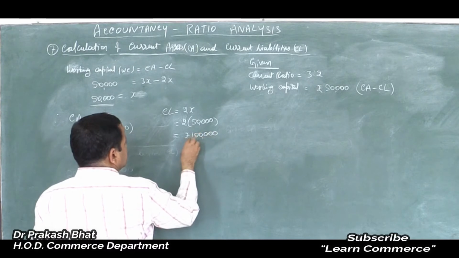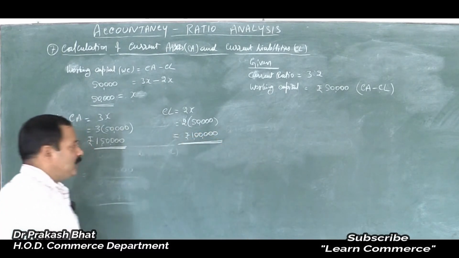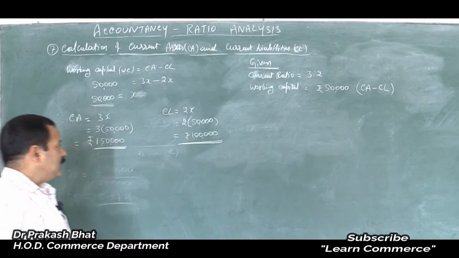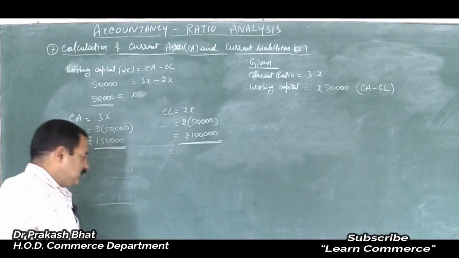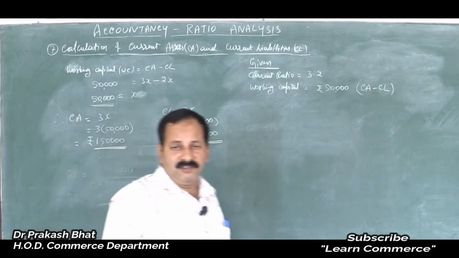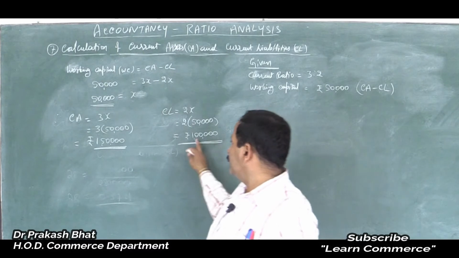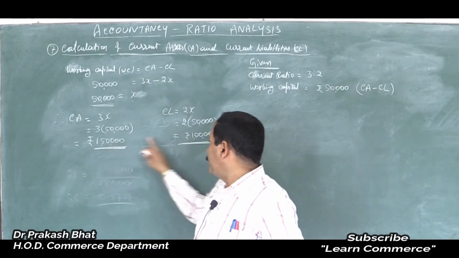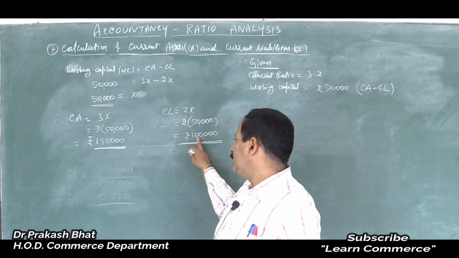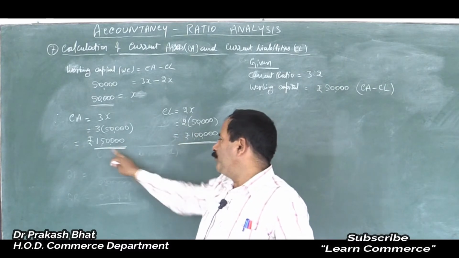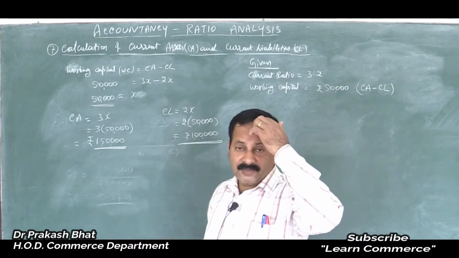So current assets to current liabilities. So 1,50,000 is to 1 lakh, 3 is to 2. Correct it is. If you cancel all the zeros, then you will have 15 and 10, right? Divide by 5, you will get 3 is to 2. That is what we have done here.